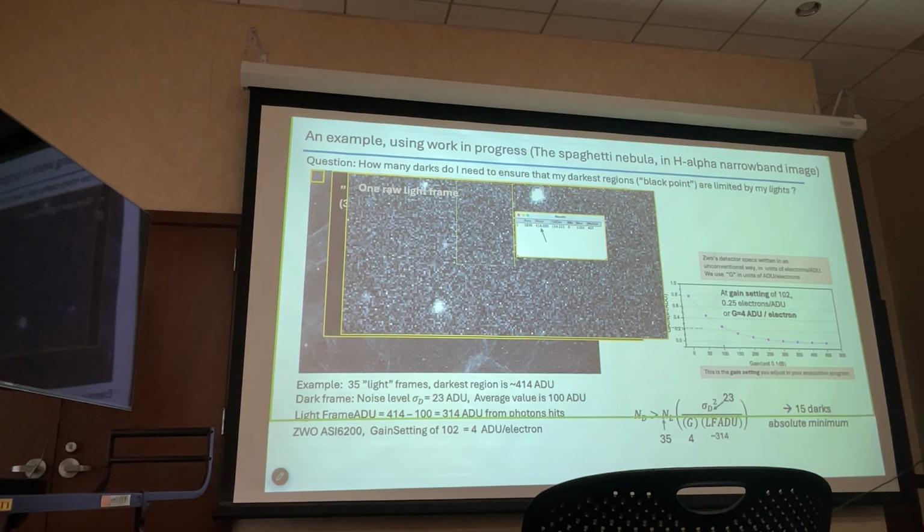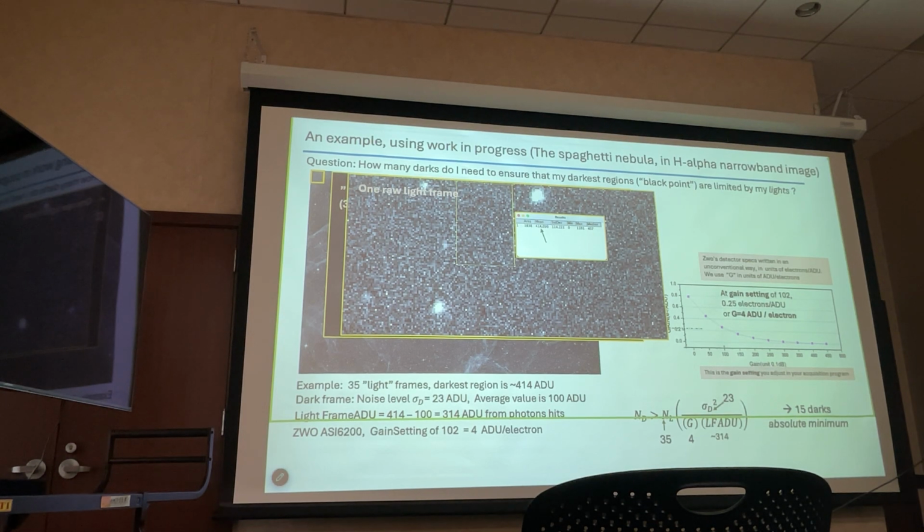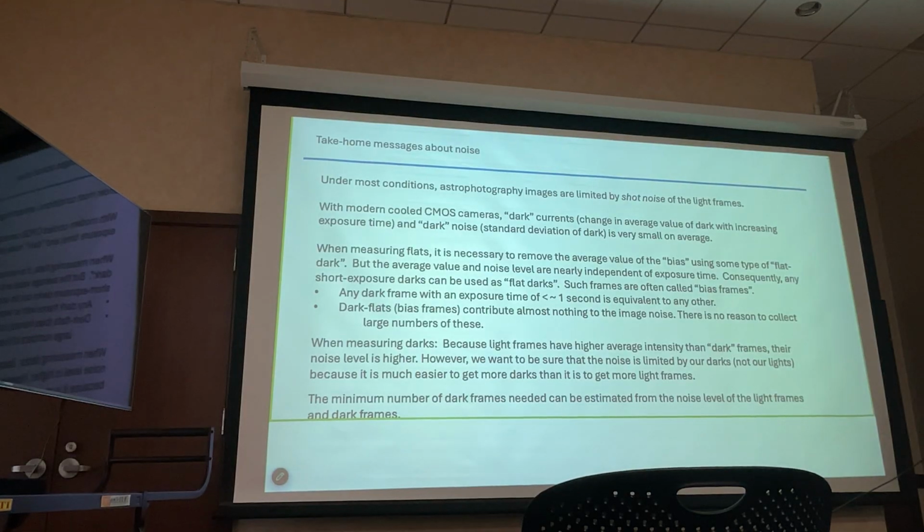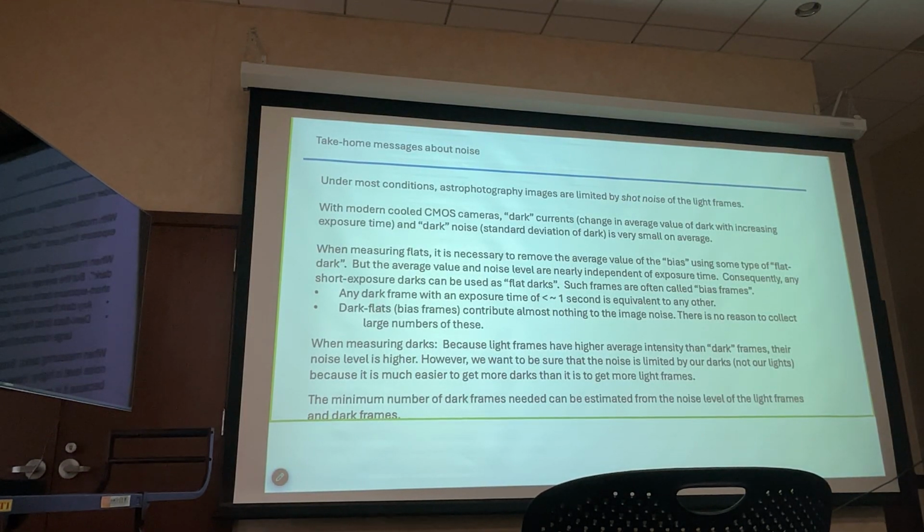And then I say, well, I don't really want them to be equal. I really want the dark noise to be much less. So from this, I can estimate that 15 darks is the minimum. I really want to do more like 60 to 100 darks so that their contribution to the final product is small. I'm sorry, I'm going through that kind of fast, but because of time, I'm just going to stop there.